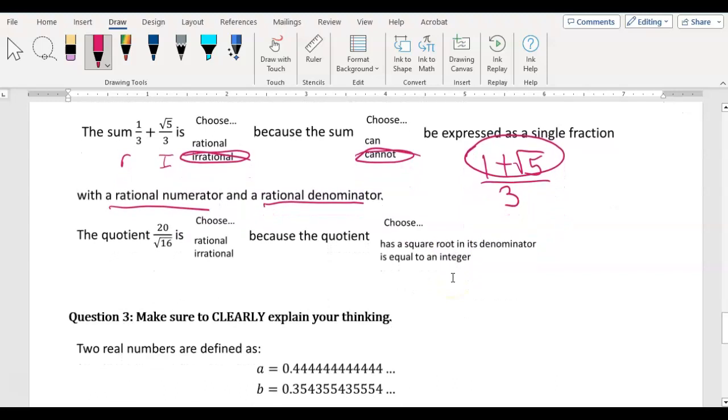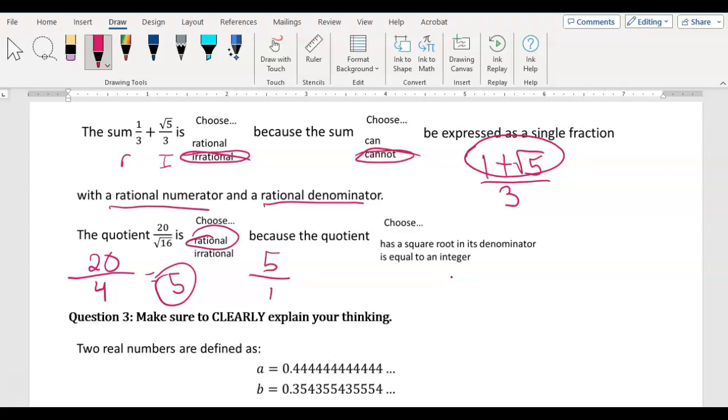The quotient, 20 divided by the square root of 16, is 4, or plus or minus 4. For the purposes of this, let's say it's 4, which gives us 5. 5 is a rational number, right? That's a regular old number. We can represent it as 5 over 1 or 20 over 4.